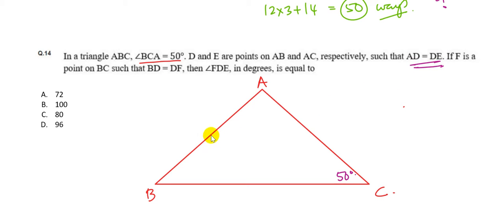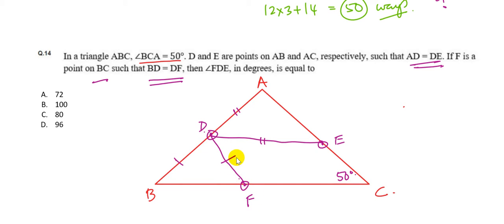So let's say this is my point D and this is my point E. So AD becomes equal to DE, and F is a point on BC such that BD equal to DF. So BD should be equal to DF. Then angle FDE in degrees, so we need to find this angle.